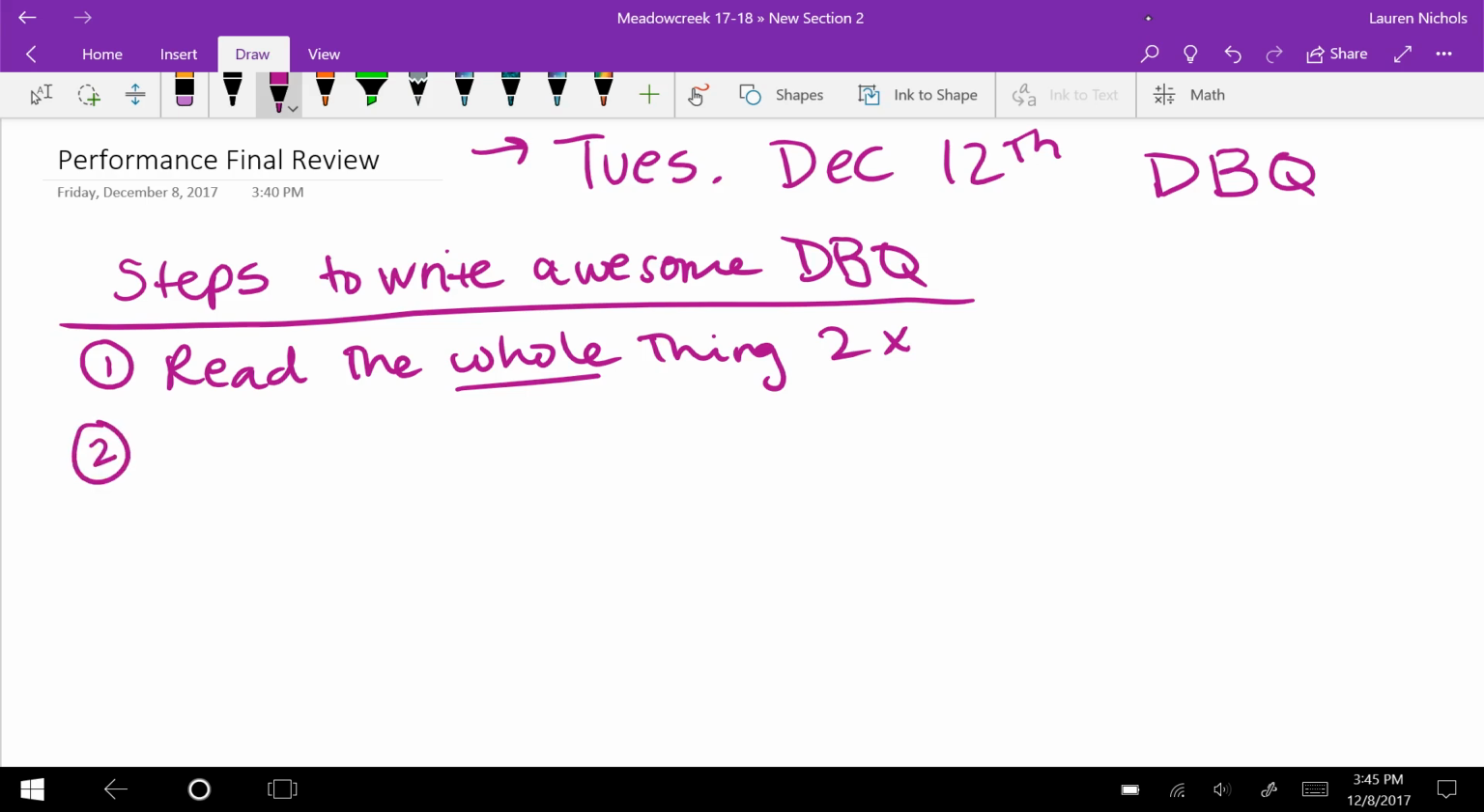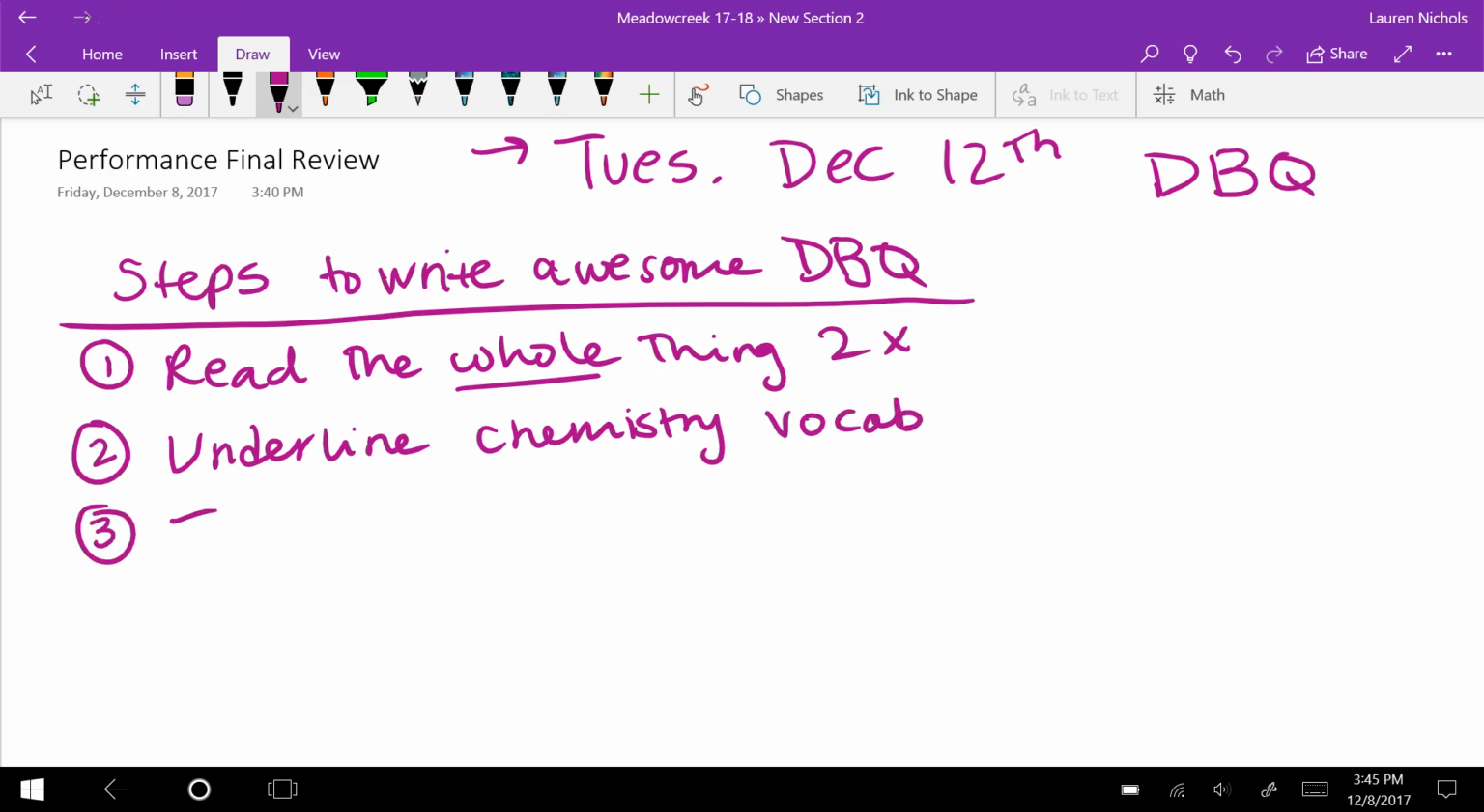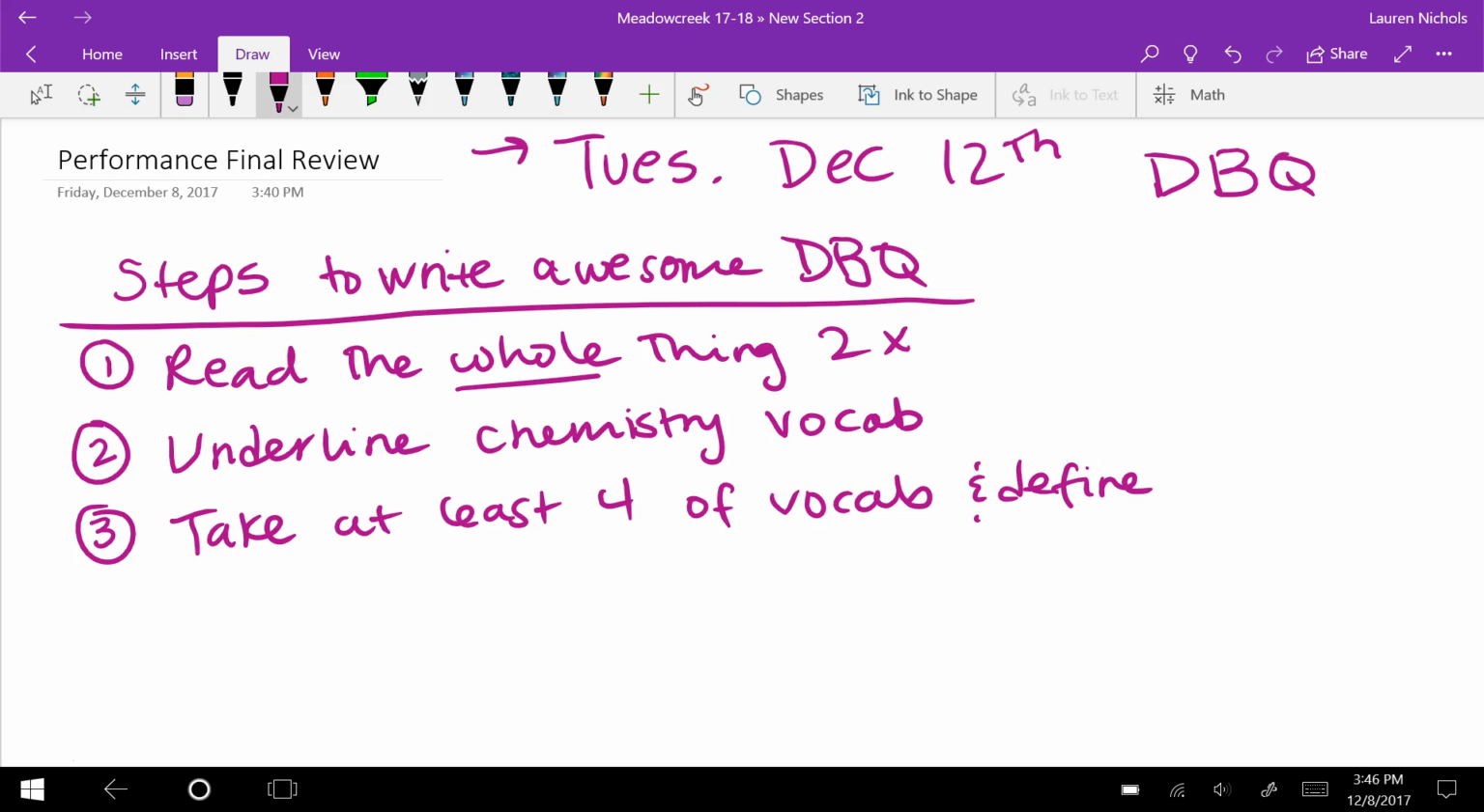And when you are looking for those details, I want you to underline your chemistry vocabulary. Okay? Now, the reason why you're going to do this is because step number 3 is to take at least 4 of those words and define them. Okay, or describe them. And so when you see this, it's just going to be kind of like off in the margins because you can write all over it.